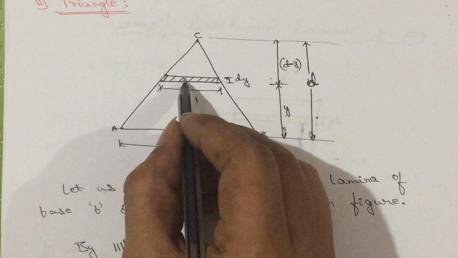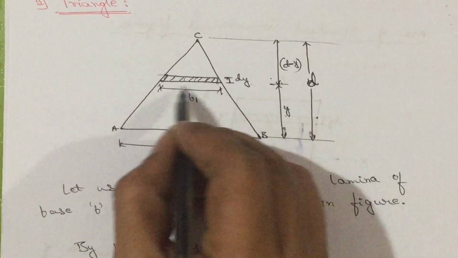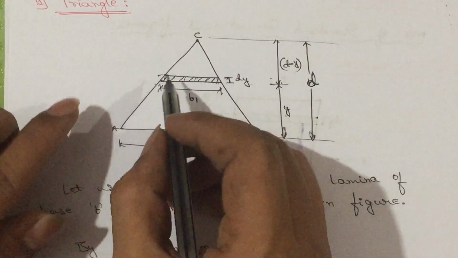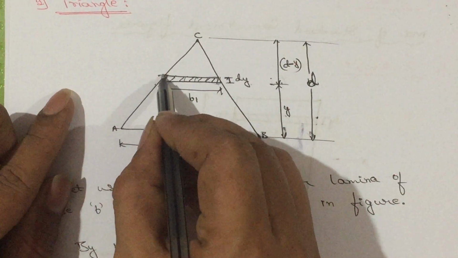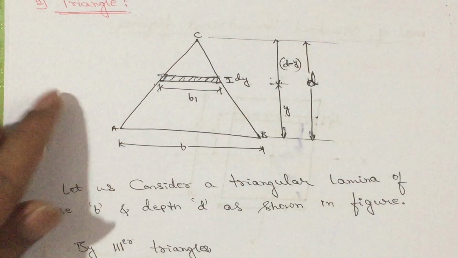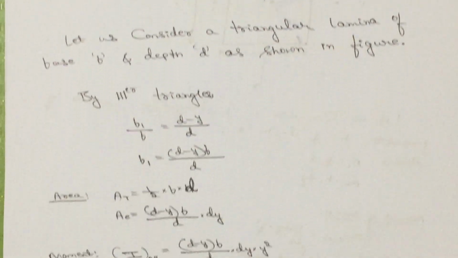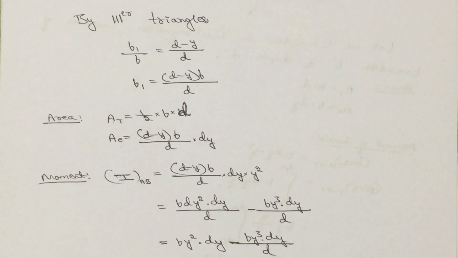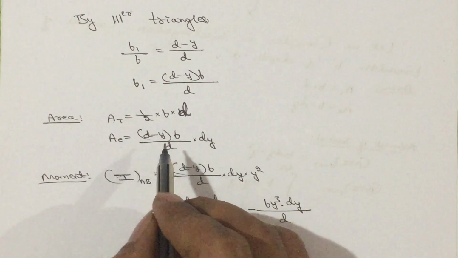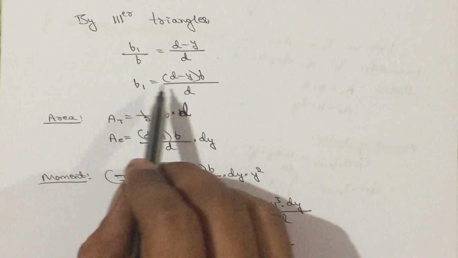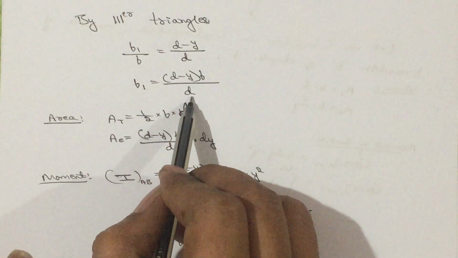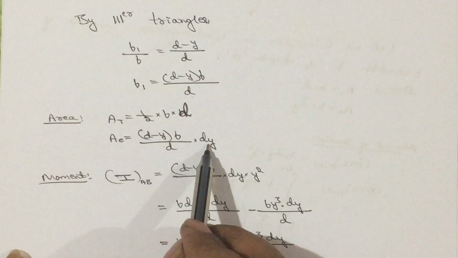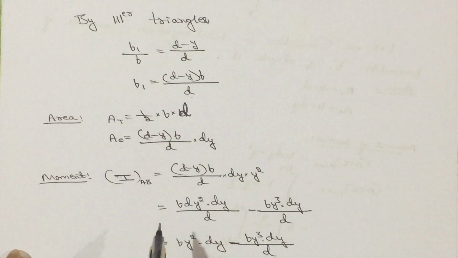See, the elemental strip looks like a rectangle, is it? This is the elemental area, it looks like a rectangle. So, the rectangle area is given by width into depth. The width you already calculated, (d minus y) b divided by d. So, write it, into depth, which is dy as shown in the figure.